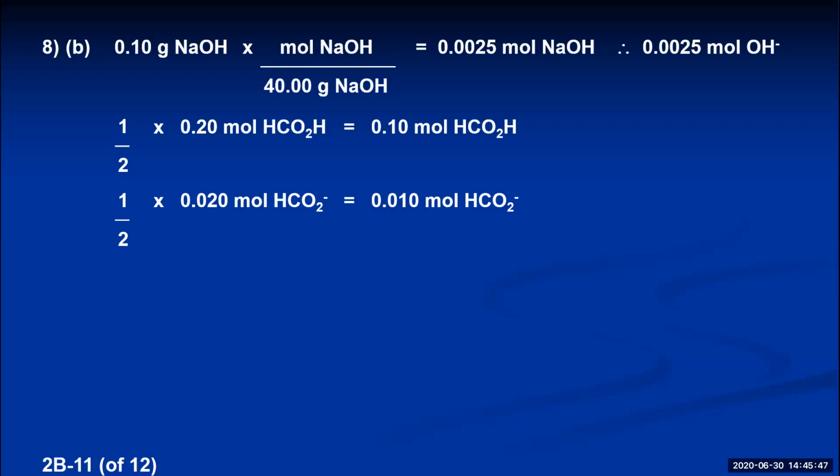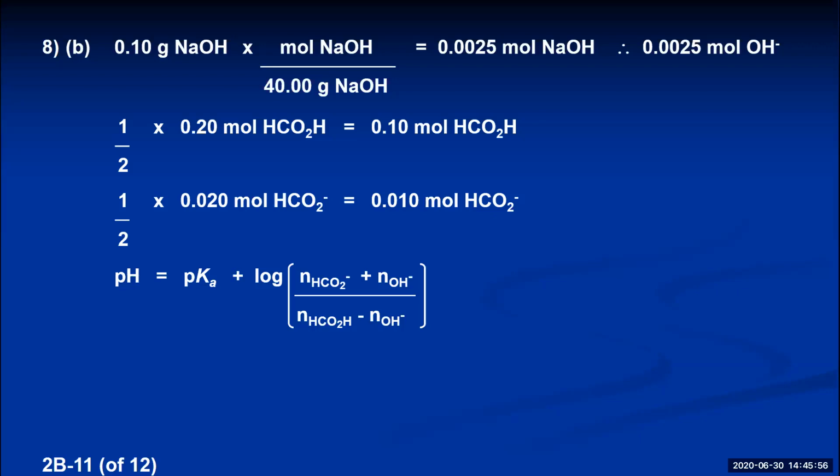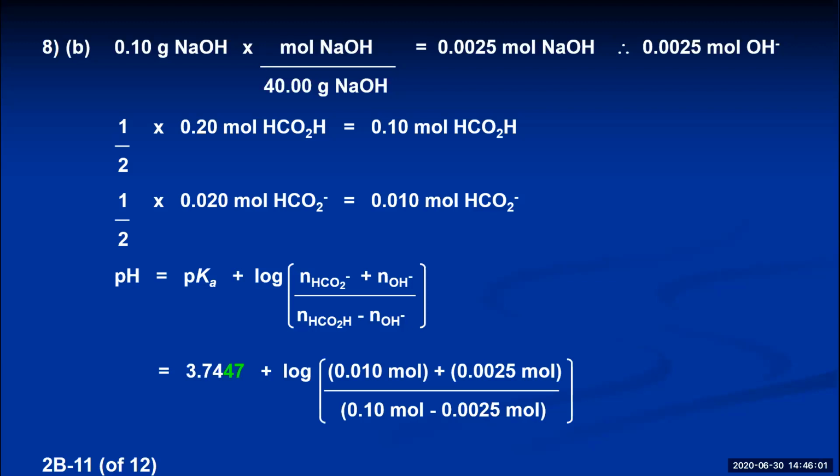And because we have a strong base as one of our components, we need the amended form of the Henderson-Hasselbalch equation. And the amended form with a strong base will have the number of moles of hydroxide subtracted in the denominator. It'll be added in the numerator. So if we do this correctly, the pKa 3.7447 plus the log of the numerator should be 0.010 plus 0.0025. The denominator should be 0.10 minus 0.0025. And so therefore the pH changes to 2.85.